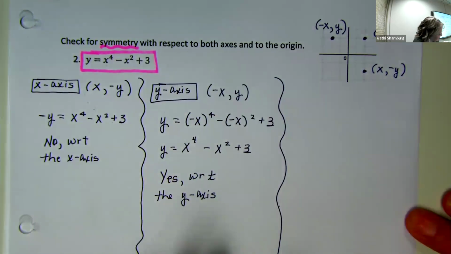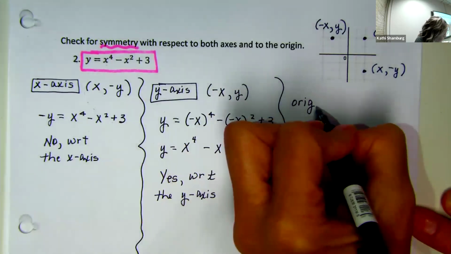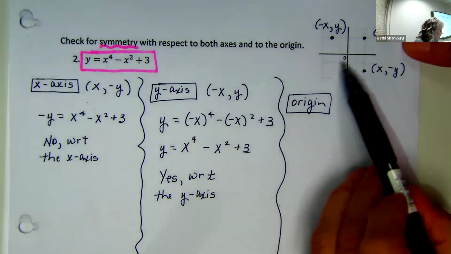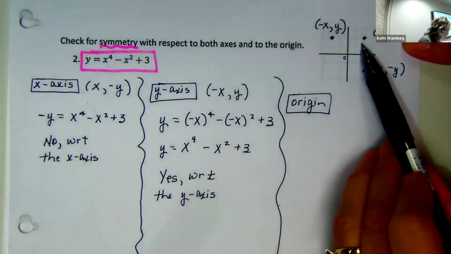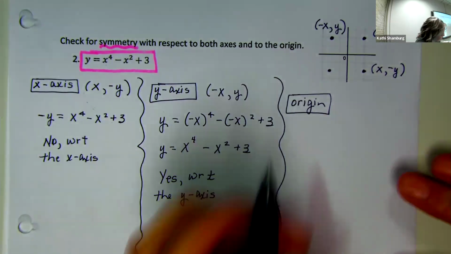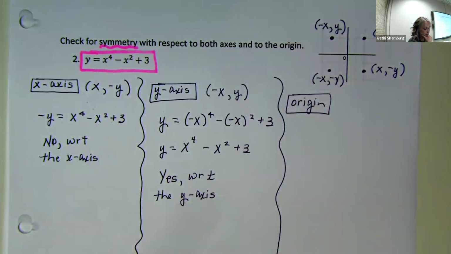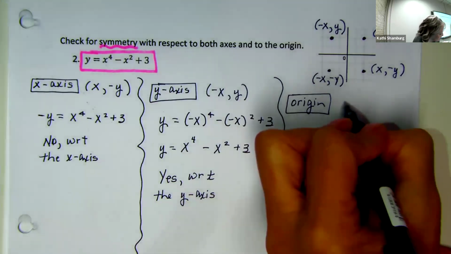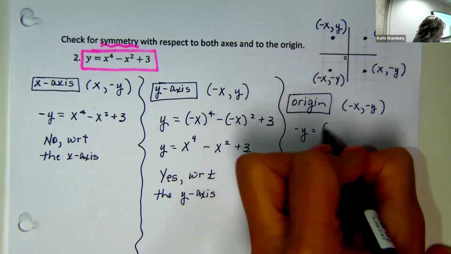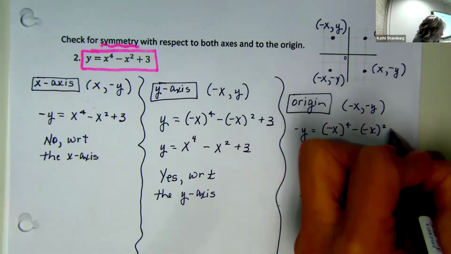And then lastly, we look to see if it has symmetry with respect to the origin. All right, so here's my point. With respect to the origin would be here, which is negative x, negative y. So now we're going to substitute in negative x, negative y. So that would be negative y, parentheses, negative x to the fourth, minus negative x squared, plus 3.